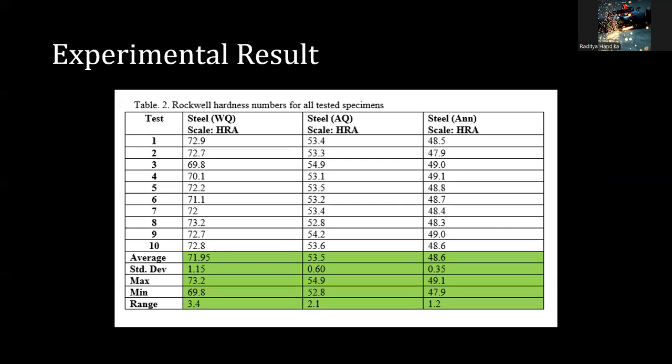And the experimental result here is showing that specimens are treated with water quenching, air quenching, and annealing treatment. Results show that water quench specimens exhibit the highest hardness due to martensite formation, while air quench specimens have moderate hardness with fine pearlite, and annealed specimens are softest with coarse pearlite or ferrite. This outcome highlights the importance of heat treatment in controlling material properties through microstructure.